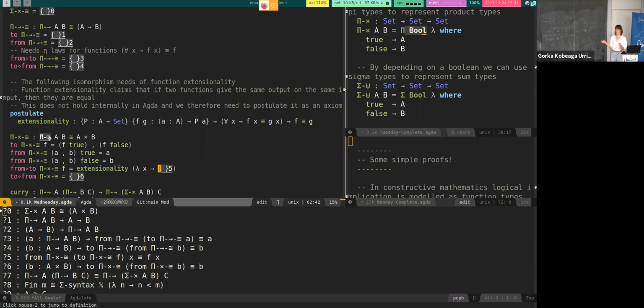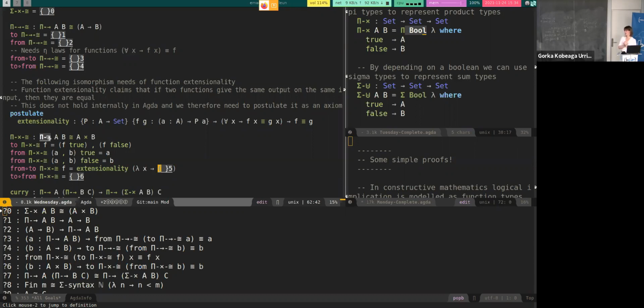I understand. So you have the elements are functions, basically from the pi type. Yes. So you cannot say these functions are equal by themselves, but you have to use extensionality. Yes. To test in every element.